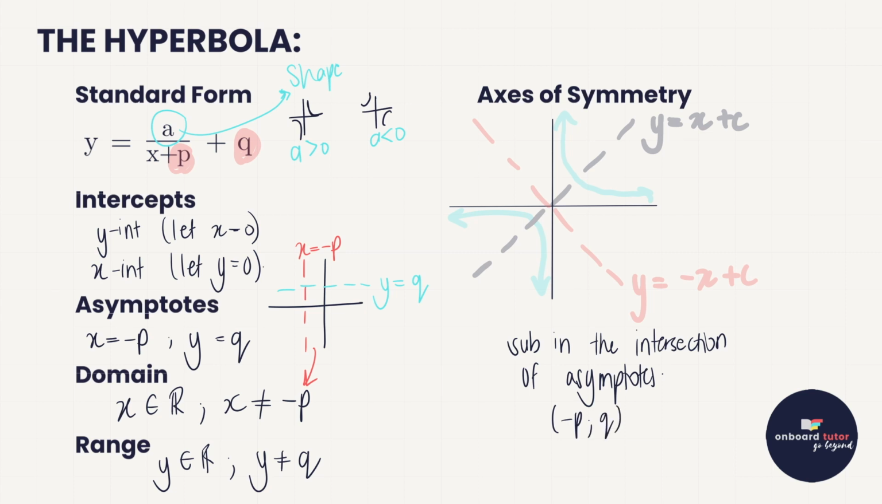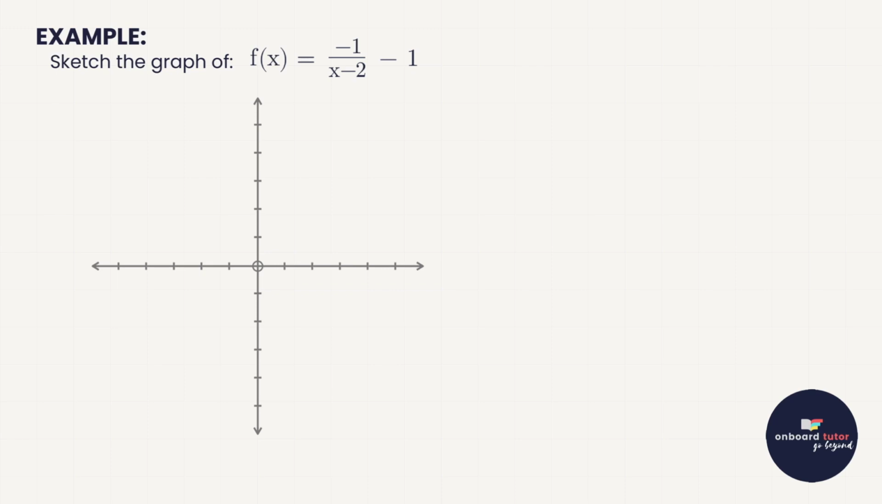Okay, now at the moment it all looks like so much theory, but once we jump into some practical examples, I think you'll see it actually is quite practical and very much something that you'll be able to do. Okay, here we go. Sketch the graph of f of x is equal to minus 1 over x minus 2 minus 1.